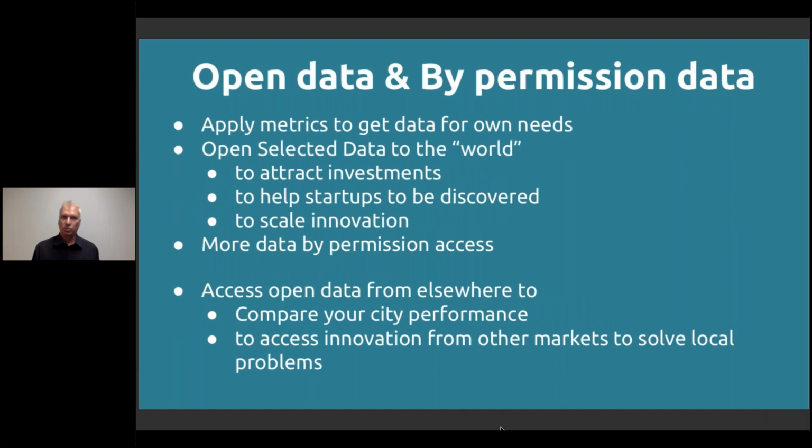So two types of data: open data and by-permission data. Initially, apply metrics to get data for your own needs, whether that's CRM records or measuring KPIs, but then open selected data to the world as open data, just like the public sectors are doing in many other industries. If we have no reason not to open, then we open it. It's not about asking what data we should open, but having a core principle in place that if we have no reason not to open, then by default we open. This helps to attract investments, to help startups to be discovered, to help scale innovation, and then there is more data by permission access.